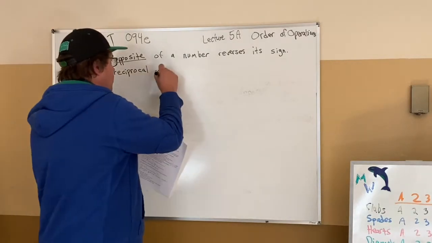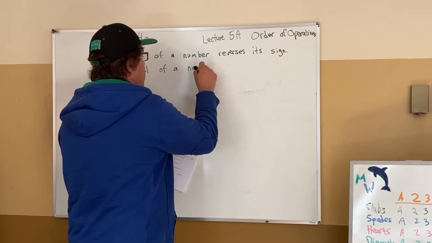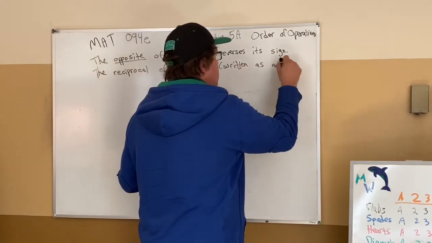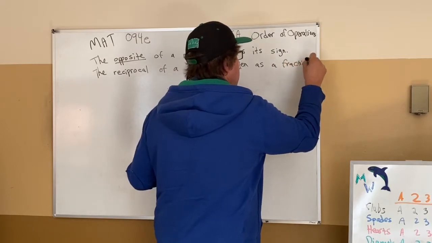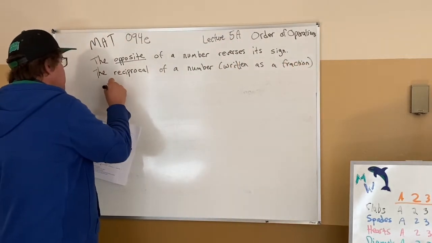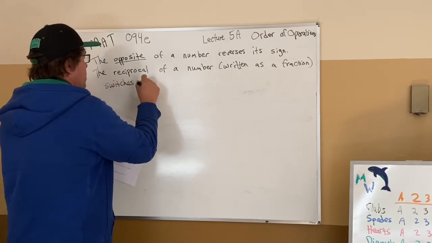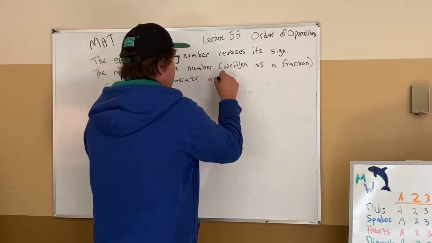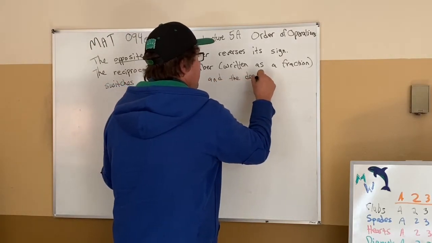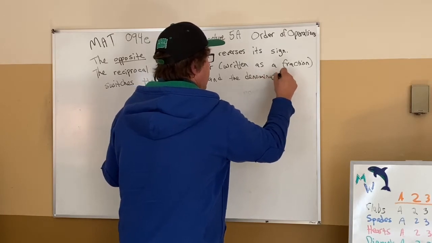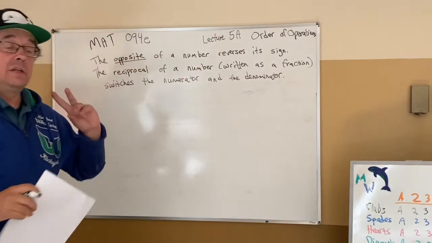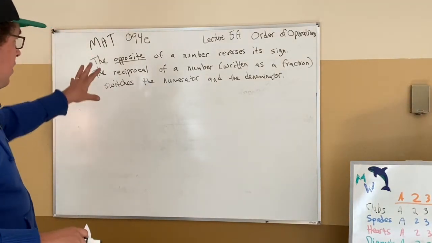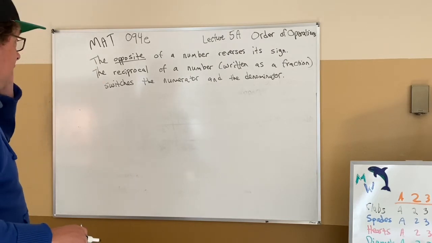The reciprocal of a number, which needs to be written as a fraction, switches the numerator and the denominator to create a new number, unless the number is already 1 or -1. And it just takes the reversing effect. These are both kind of ways of reversing, right? Opposite seems like reversing, reciprocal can also seem like it's reversing.